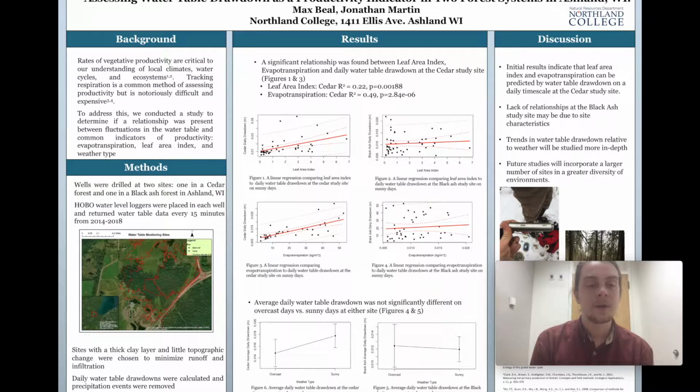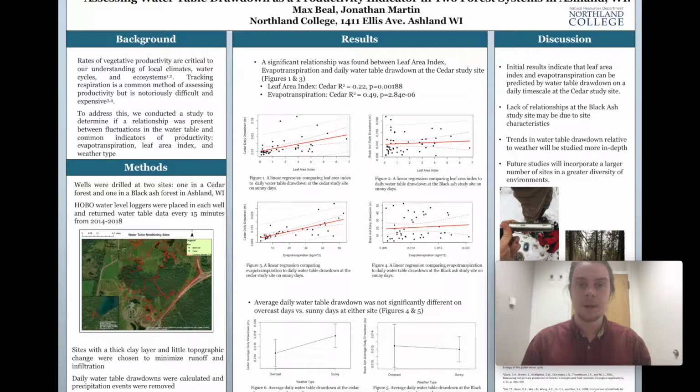So, a little bit about our background. Rates of vegetative productivity are, of course, very important in understanding local climates, water cycles, and ecosystems. But tracking that productivity is usually done through respiration. And if you're using something like eddy covariance, which is very accurate, you are going to need a lot of infrastructure for that tool. It's going to be pretty expensive, and you need certain conditions.